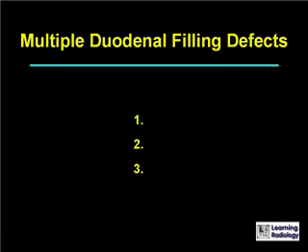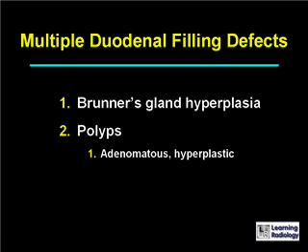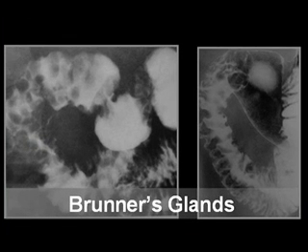The differential is multiple duodenal filling defects. There are 3 causes. The causes are Brunner's gland hyperplasia, polyps, either adenomatous or hyperplastic, and lymphoma. This is your next differential diagnosis.